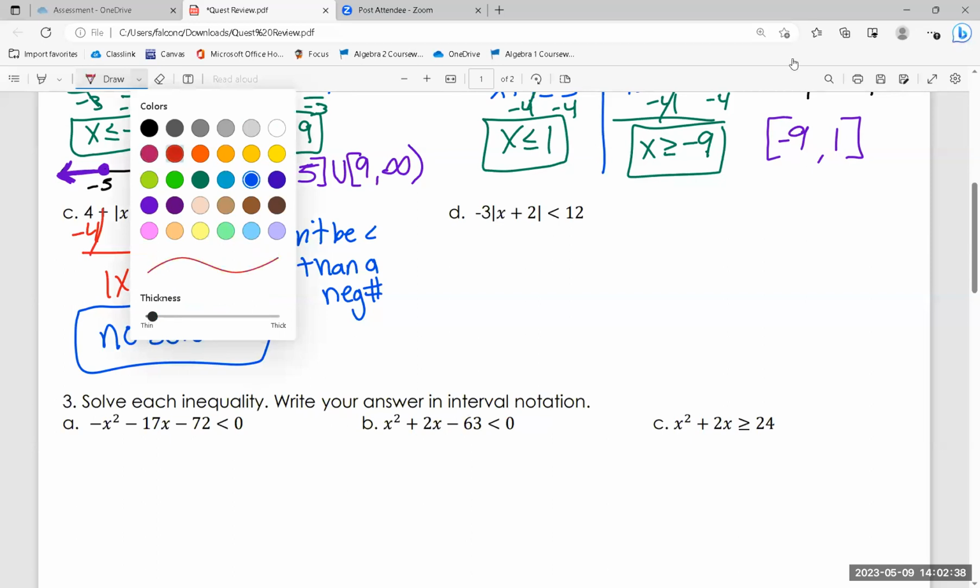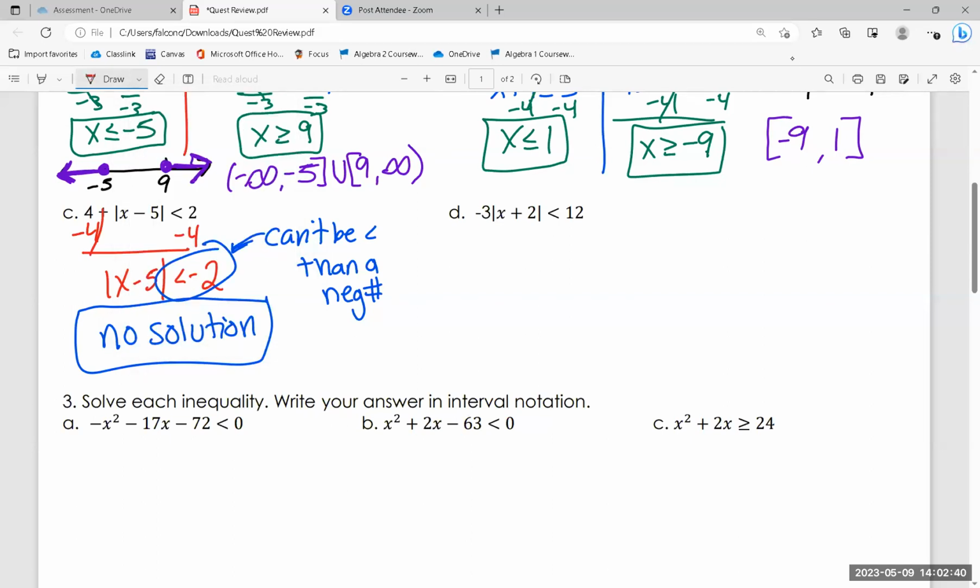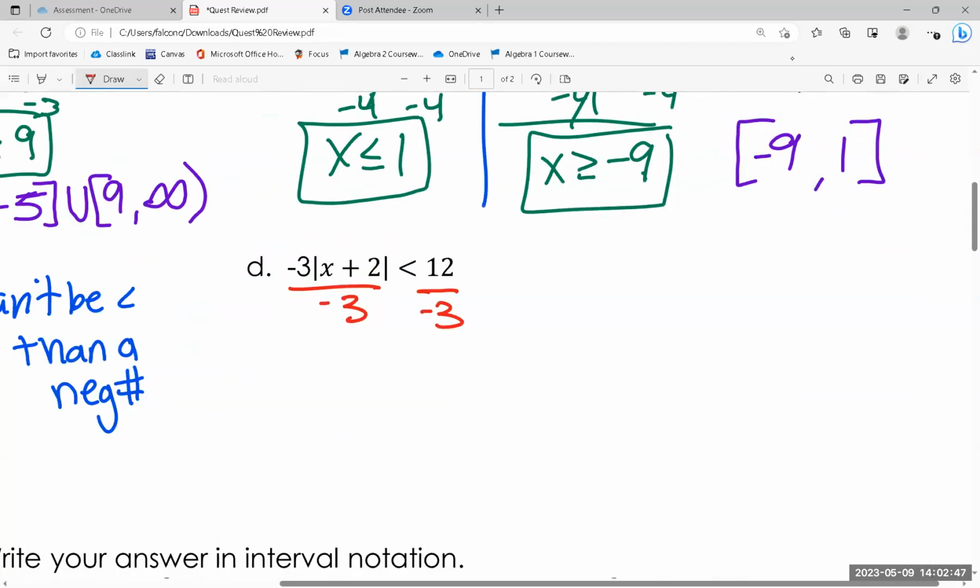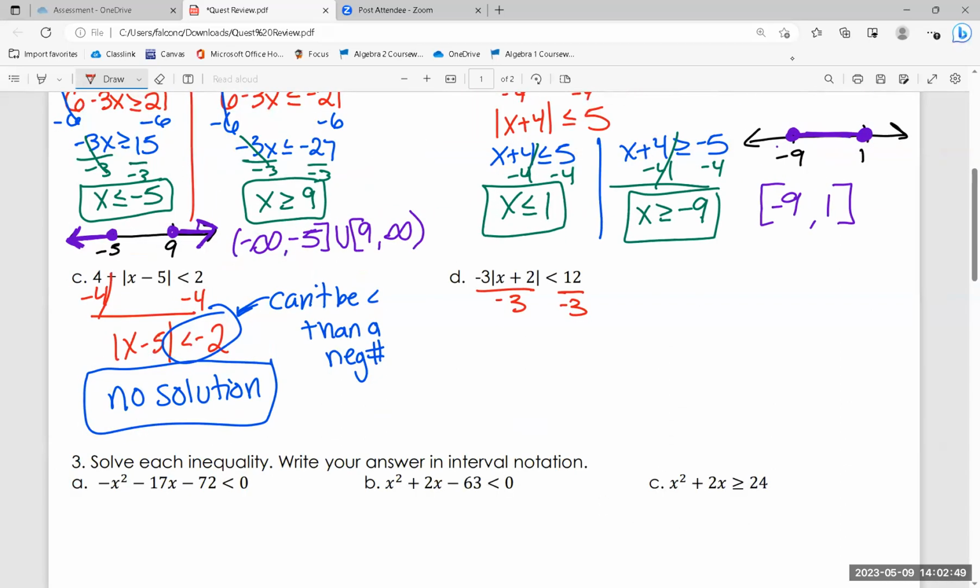All right, part D, we want to get rid of the -3 first. So we divide both sides by -3. So that would cancel, and then we get x plus 2. We divided both sides by a negative, so the inequality will flip, and then 12 divided by -3 is -4.